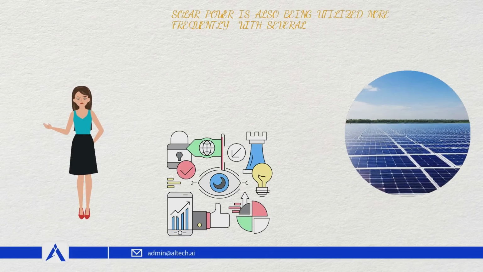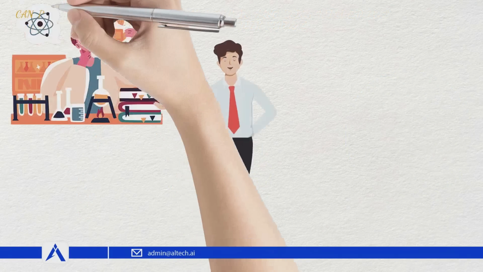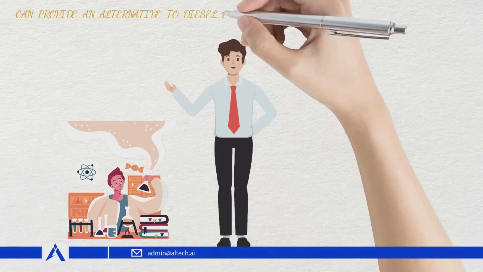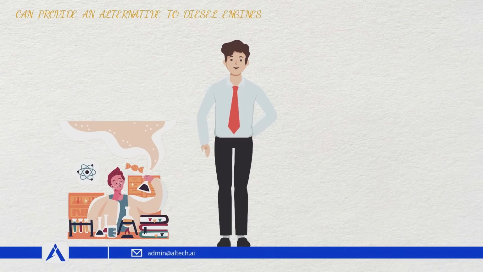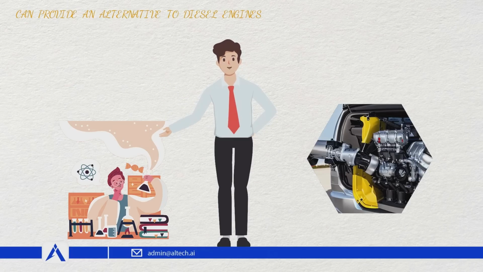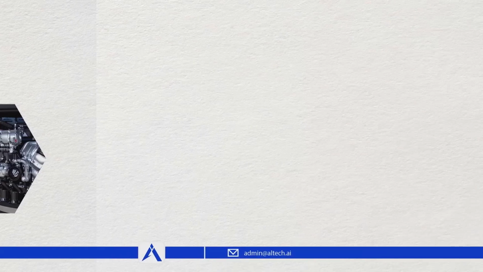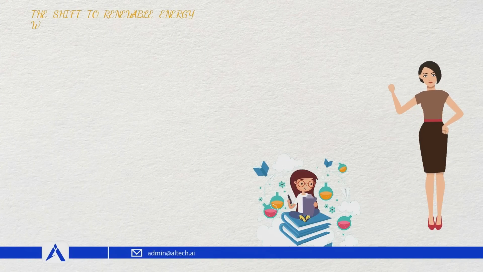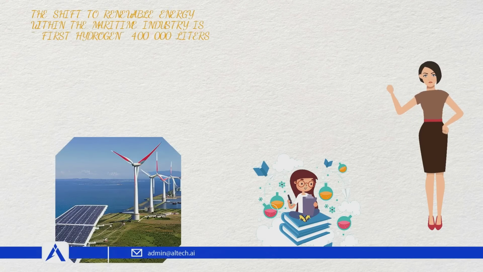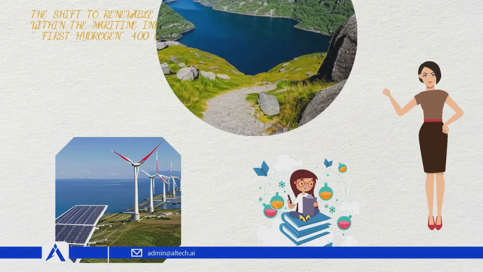at sea. Solar power is also being utilized more frequently, with several large-scale vessel projects incorporating solar panels on board to reduce dependency on fossil fuels. Even small-scale initiatives like installing solar panels on buoys and navigation lights enable ports and harbors to reduce their energy consumption. Hydrogen fuel cells are an emerging technology that are being tested for marine use and can provide an alternative to diesel engines. Norway's first hydrogen fuel cell ferry has already been put into operation and is expected to eliminate the use of nearly 400,000 liters of diesel annually.